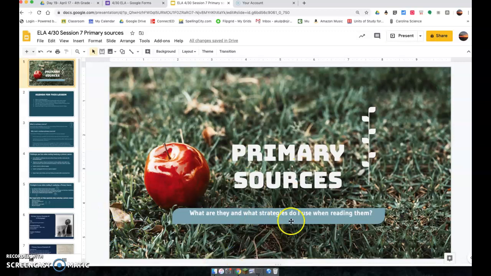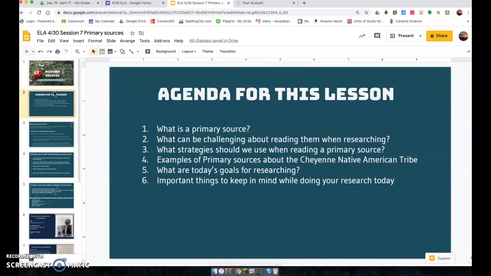But today, like I said, our focus is to at least become familiar with what a primary source is and better understand strategies to use when reading them. So our agenda for this lesson today is first to learn what a primary source is. We'll go over the challenges of reading them when researching, and what strategies we should use when reading a primary source.